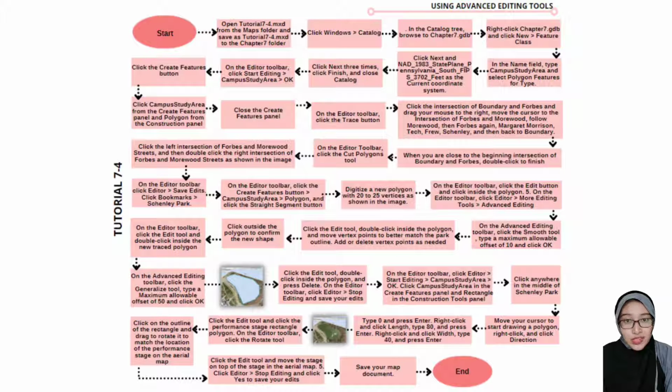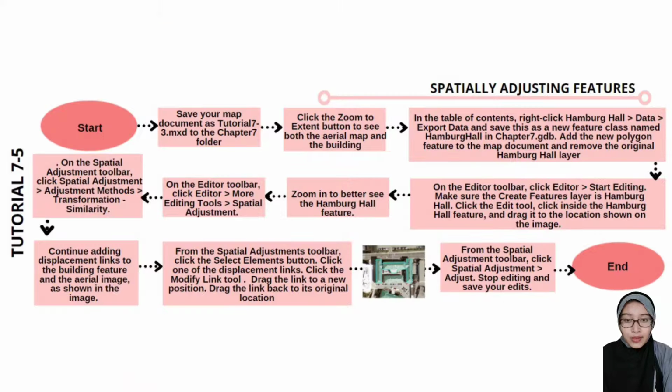In tutorial 7.4, there are several advanced editing tools. Here, we'll try the trace, cut polygons, smooth, generalize, and rotate tools, all of which affect the shape of digitized polygons. Lastly is tutorial 7.5.